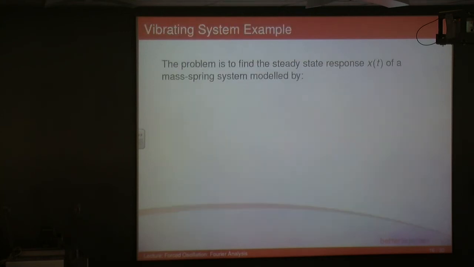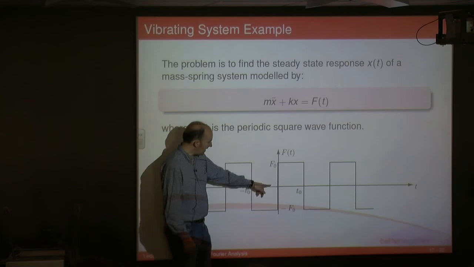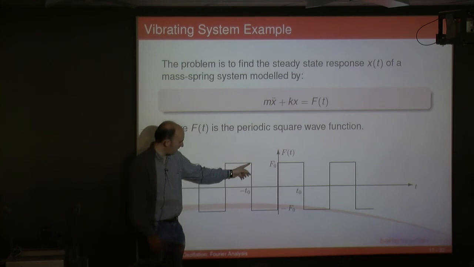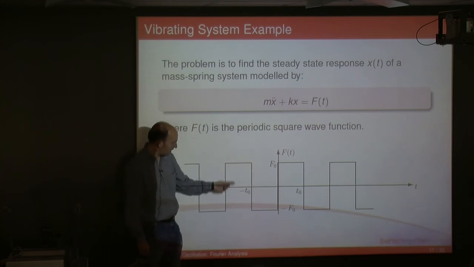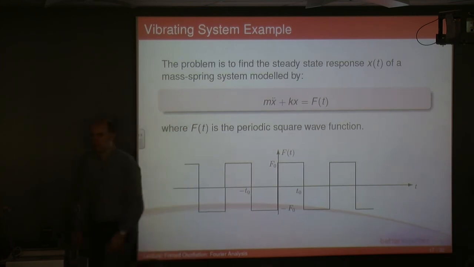So, let's look at an example. The problem is to find the steady state response, x of t, of a mass spring system modelled by this, where f of t is a periodic square wave function. Our period, quite clearly, is 2t0. And what's the average value for this particular function? 0, okay? Exactly. It spends equal intervals at plus f0 and minus f0. So if you add up the things and divide by 2, you end up getting 0. So there's no constant term in this particular example.